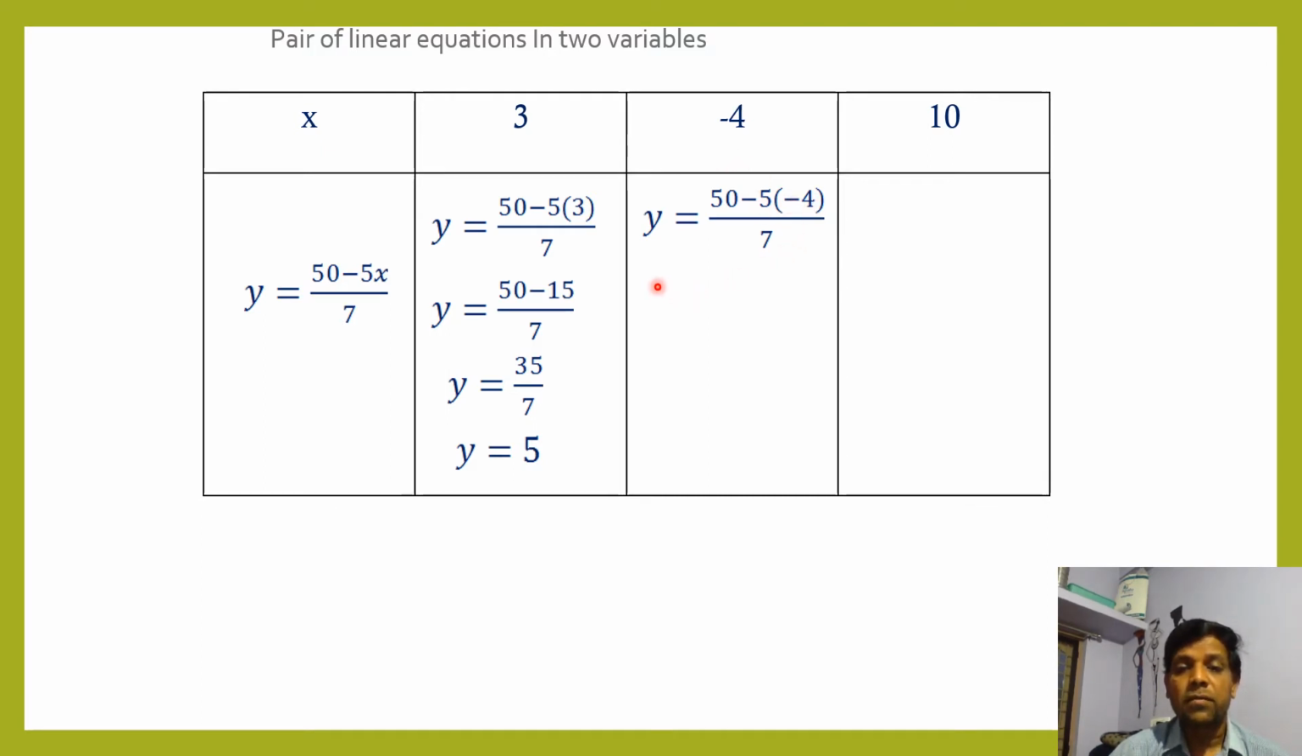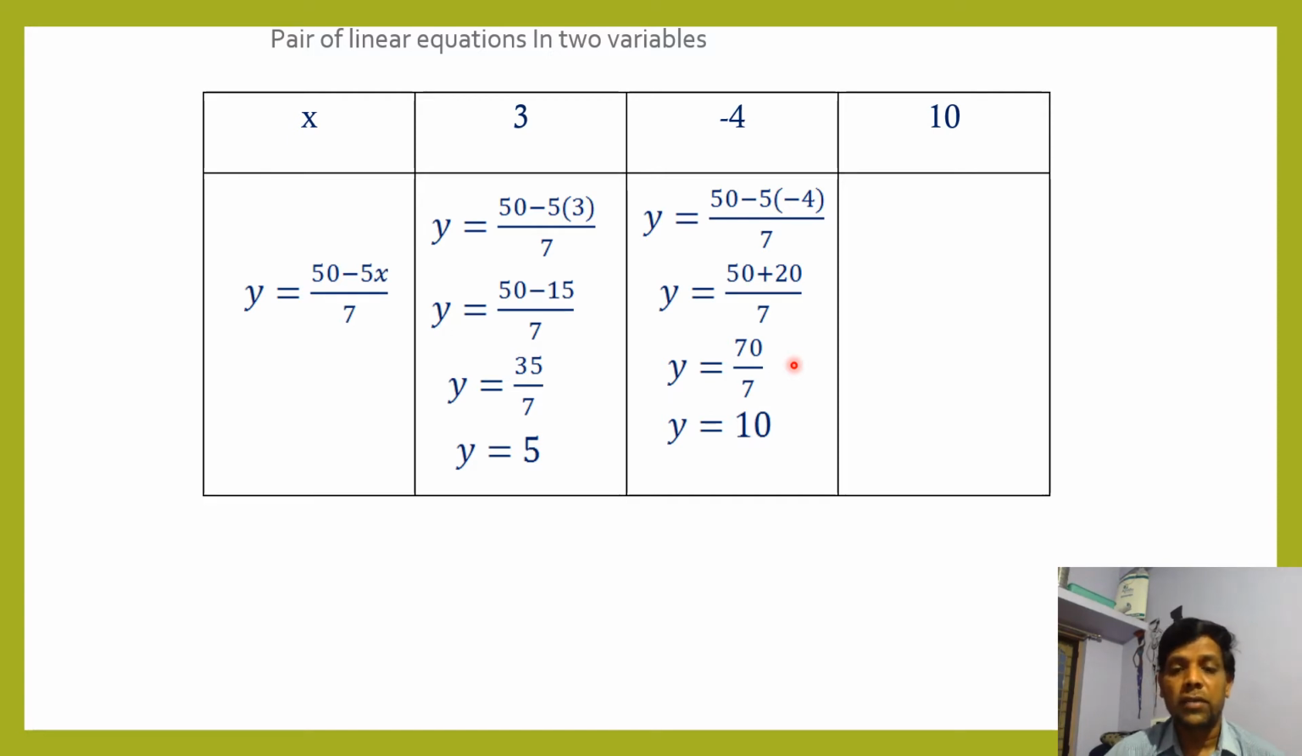Y equals 50 minus into minus, plus: 5 4s are 20. So 50 plus 20 by 7. 50 plus 20, we got 70. 70 by 7 means 7 tens are 70. What is the next step? Y equals 70 by 7. 7 tens are 70. Therefore y equals 10.